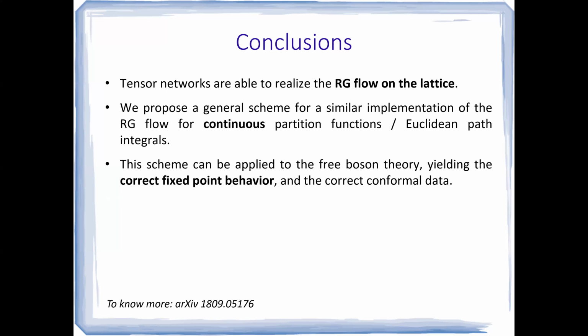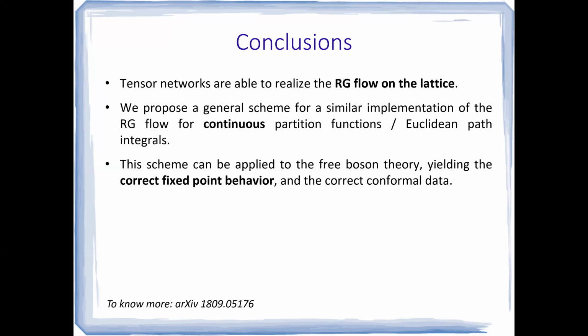And what we have accomplished here is proposing a general scheme for a similar implementation of the RG flow now in the continuum, which is morally based on all that we learned on the lattice. Of course, it's not yet a fully variational algorithm, which would be the most desirable, but we have shown that there exists at least a proof of principle example, which is the free boson. And the same happens for the continuous MERA, that is so far only understood for free theories, in which the correct fixed point behavior is retrieved. In particular, we can get correct conformal data and the behavior of the theories as we should expect, and there exists a way to implement that.